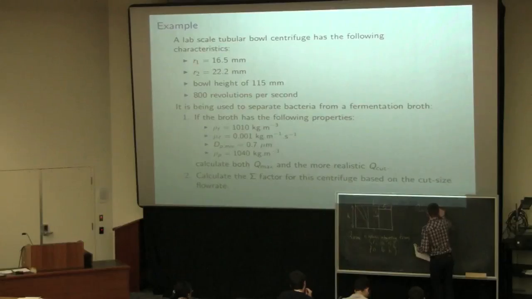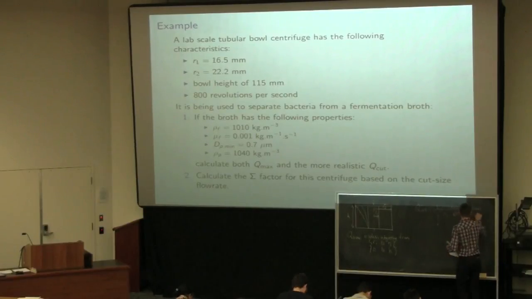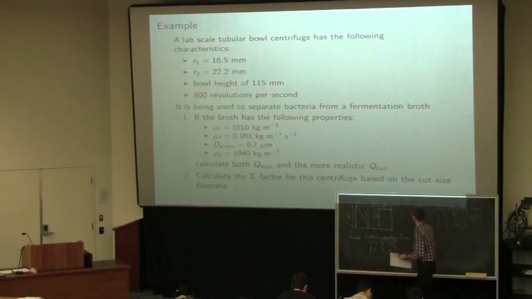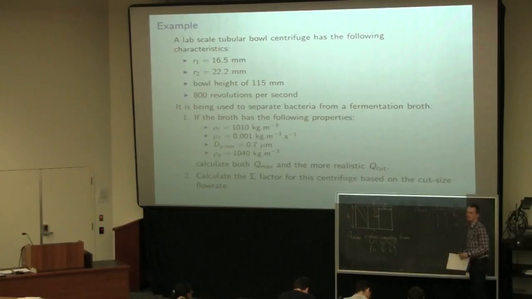So Q cut is when integrating, now we're going from R1 to the midpoint, but we're still going from 0 to h. Okay, so it's clear that if we're going to target Q cut, it must be a greater throughput than Q max.